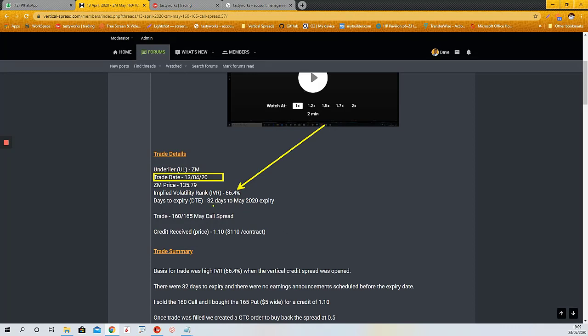And there were 32 days until the May options expired. So IV rank was high. There were no earnings during this window. So that is well within my days to expiry criteria of 30 to 45.